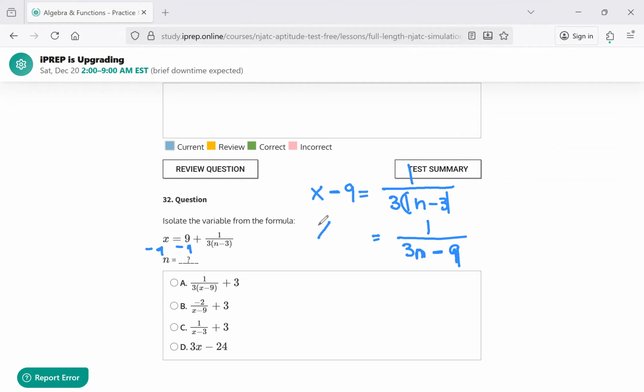And then you have x minus 9 over 1, cross multiply, that's 1 equals, so it'd be x minus 9 times 3n minus 9. Then I would get rid of the x minus 9 by dividing both sides by x minus 9.